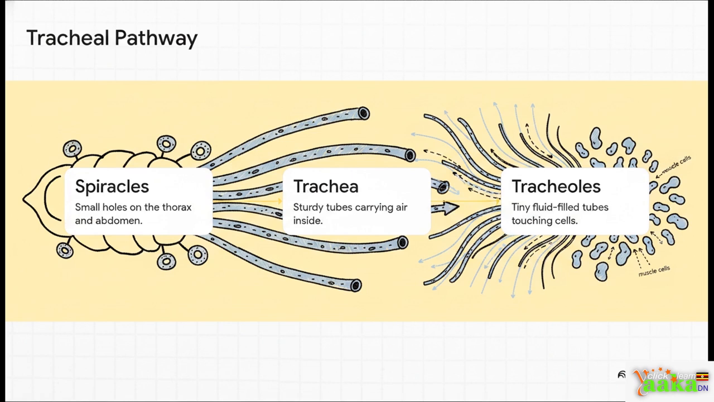Looking at this beautifully labeled diagram, you can see these small holes right along the sides of the insect's thorax and abdomen. From the spiracles, air flows into T, the trachea. These are sturdy, silvery gray tubes that branch deep inside the insect's body. Finally, the trachea branch into the second T, the tracheoles. These are incredibly tiny, fluid-filled tubes that reach out and literally touch the insect's muscle cells. Oxygen just diffuses right out of the tracheoles and into the cells, ready to be burned for energy.